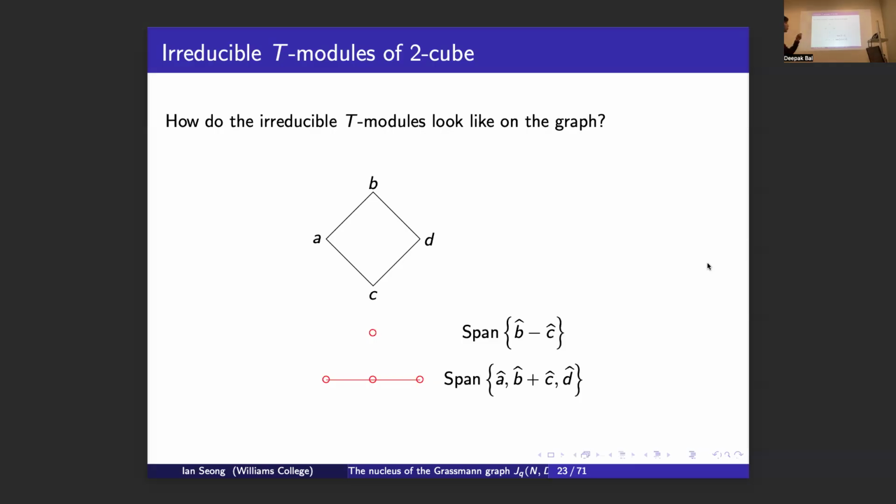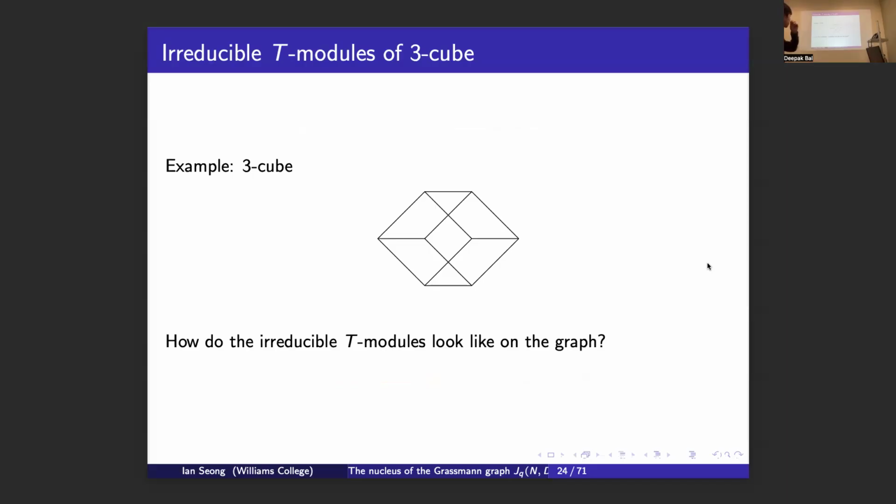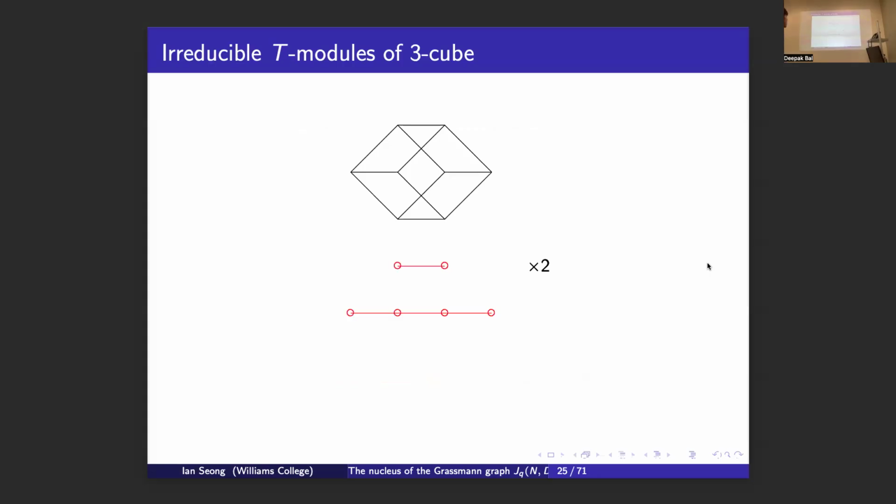So this is how we're going to visualize the irreducible T modules, by how they're located on the graph instead of actually looking at the vector space itself. Okay, so this is an example of a 2 cube, and here's an example of a 3 cube. So we have a 3 cube, and let's say we fix a vertex on the right, and then the question is, what are the irreducible T modules going to look like? And this is how they look.